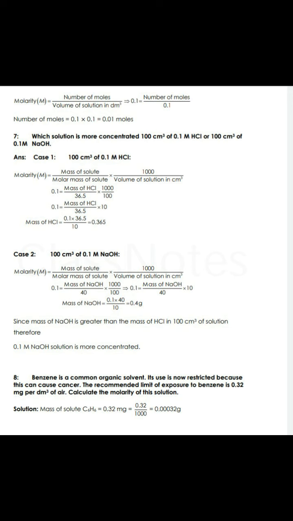In this solution, as you know, milligrams per dm³ has been given. So we will convert the milligrams into grams by dividing by 1000. Now we will get the answer by putting it into the formula.